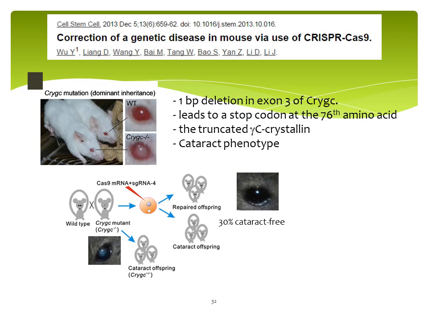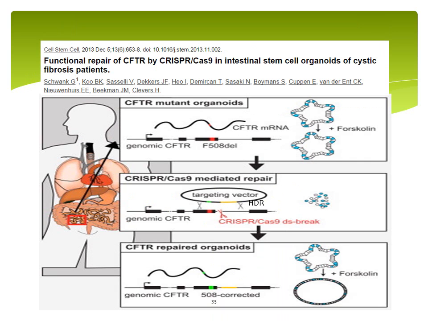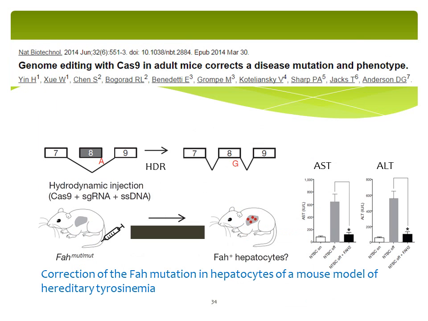Furthermore, the CRISPR-Cas strategy was successful in treating Mendelian disorders, such as cataract in a mouse model, and also in treating CF in human intestinal stem cell organoids. As an inspiring achievement in 2014, CRISPR succeeded to cure tyrosinemia in a mouse model. This achievement was very exciting because it was performed in vivo.